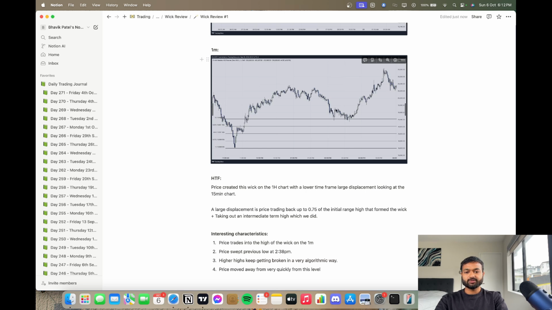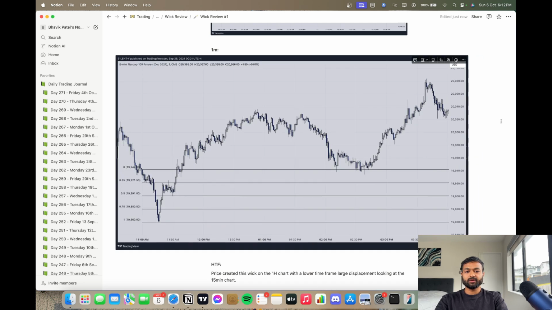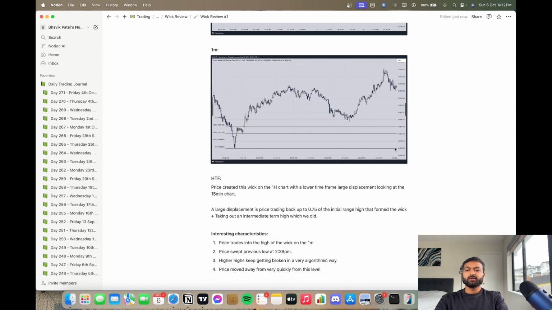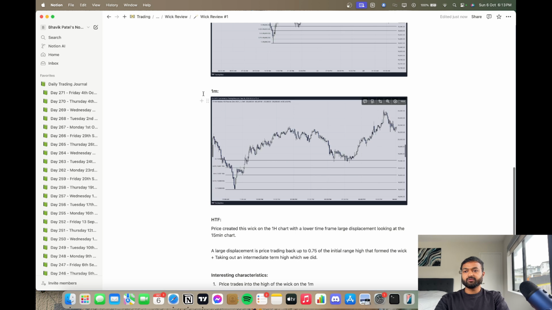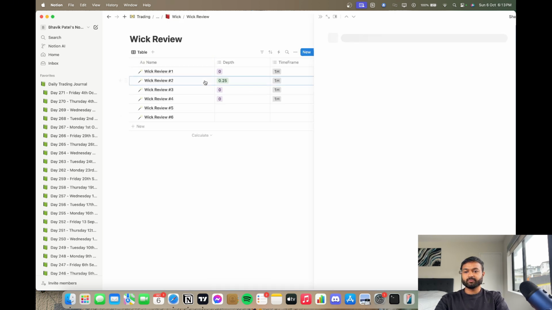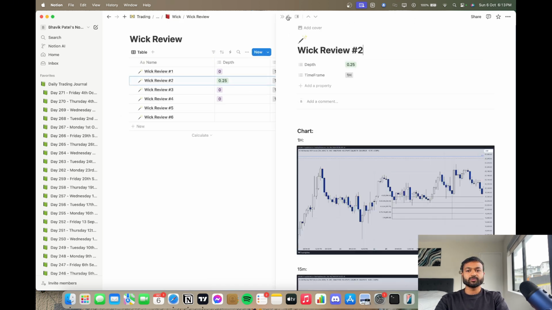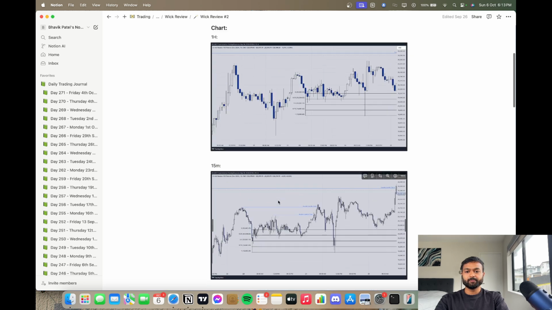You see one touch, but then it swept the low again, and then higher highs keep getting broken in a very algorithmic way. What I mean by that is when it's trading up, it's just going back and forth, up and down, back and forth. This is mainly to probably take out this after it's touched a higher time frame reference point, which was the 1 hour wick. I think these are the things that I want to document in order to build my model. At the moment, I still don't have a proper model yet.